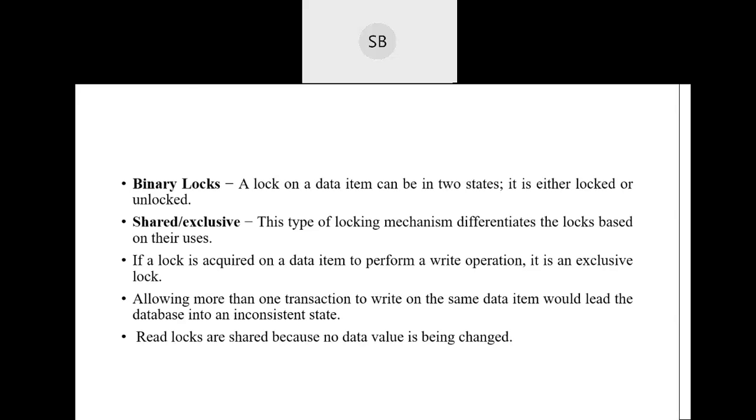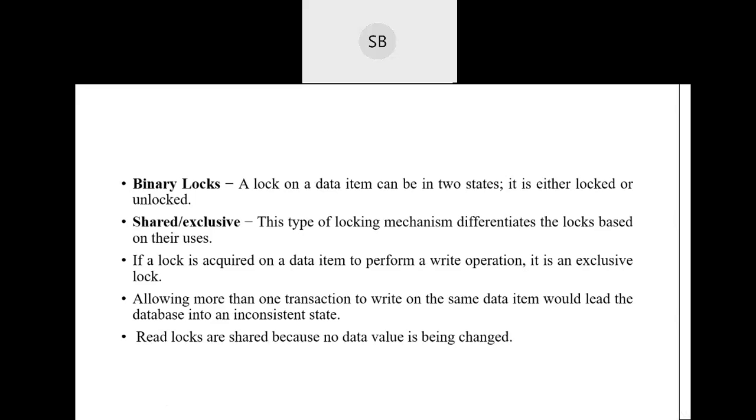The same thing applies to binary locks. A lock on a data item can be in two states: either locked or unlocked. And we have another lock type, which is known as the shared or exclusive locks. So one lock can be shared and the other is the exclusive lock. We will see these one by one.